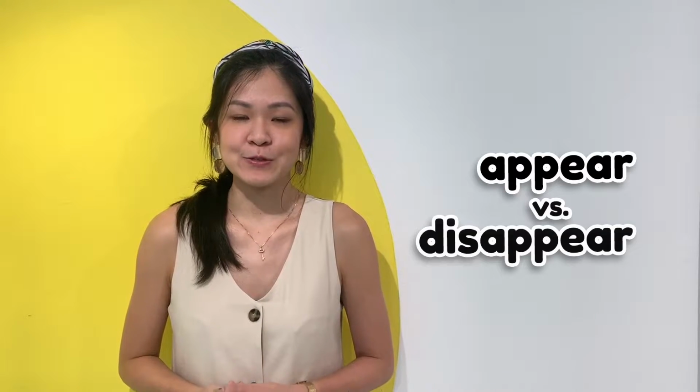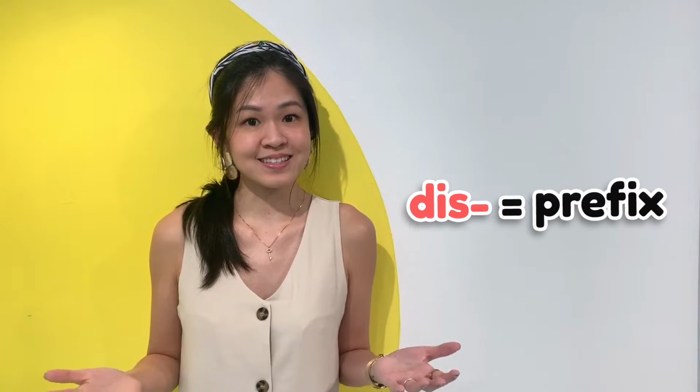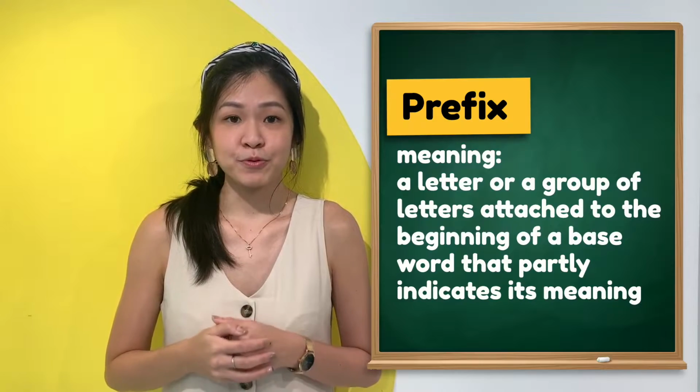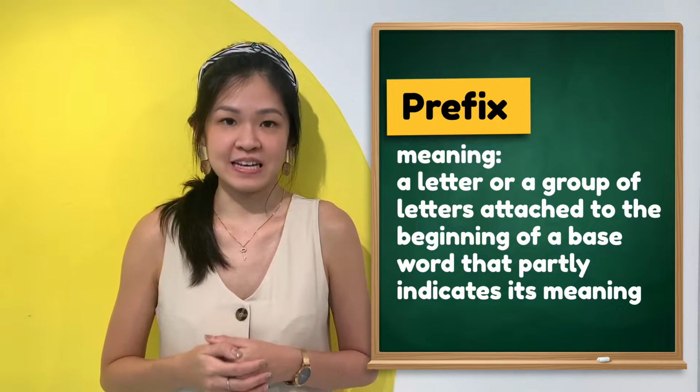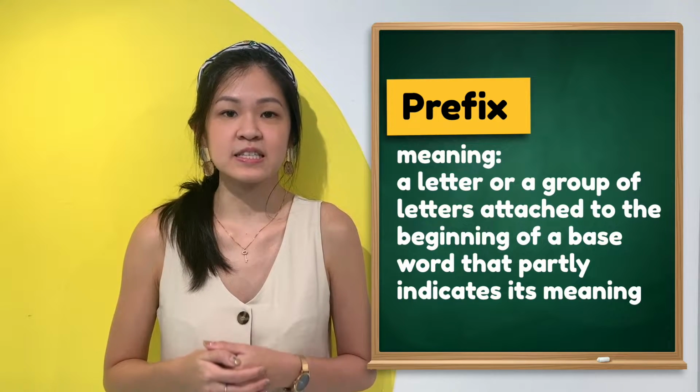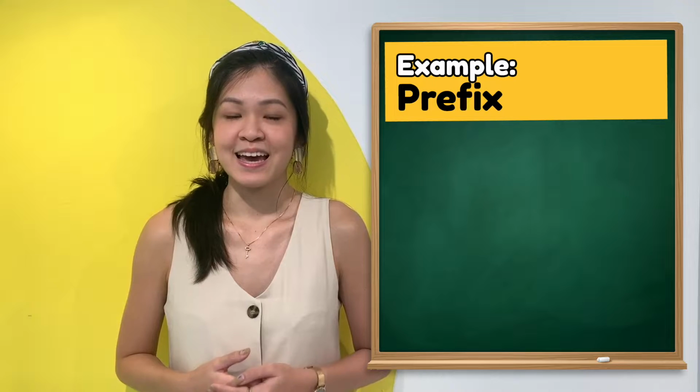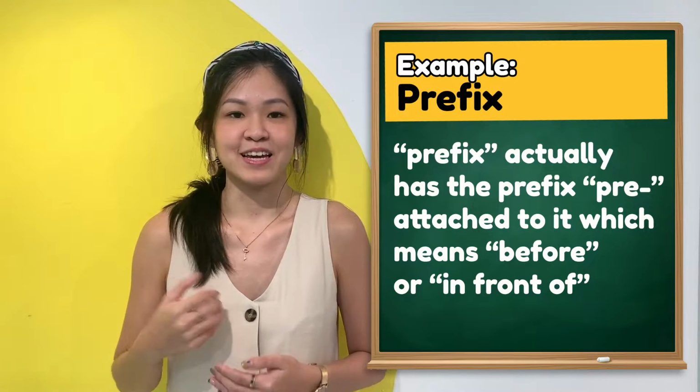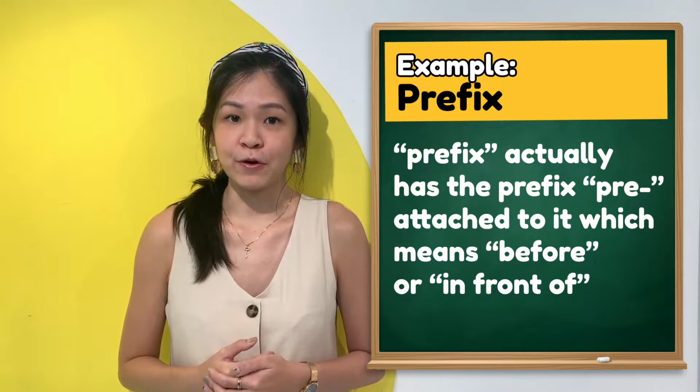The only difference between the two words is the letters DIS, which is a prefix. A prefix is a letter or a group of letters attached to the beginning of a base word that partly indicates its meaning. For example, the word prefix has the prefix pre attached to it, which means before or in front of.